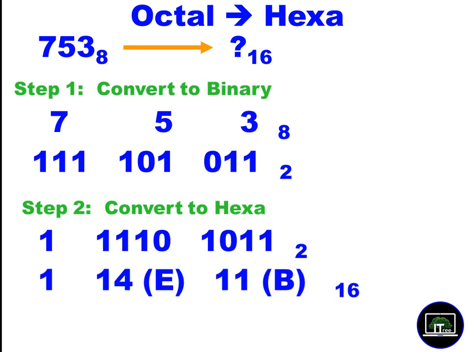So first is 1. You know 1110 is 14. 14 means E. 1011 is 11. 11 is B. So now it is 1EB. Look at this one now. Can you convert into hexadecimal?